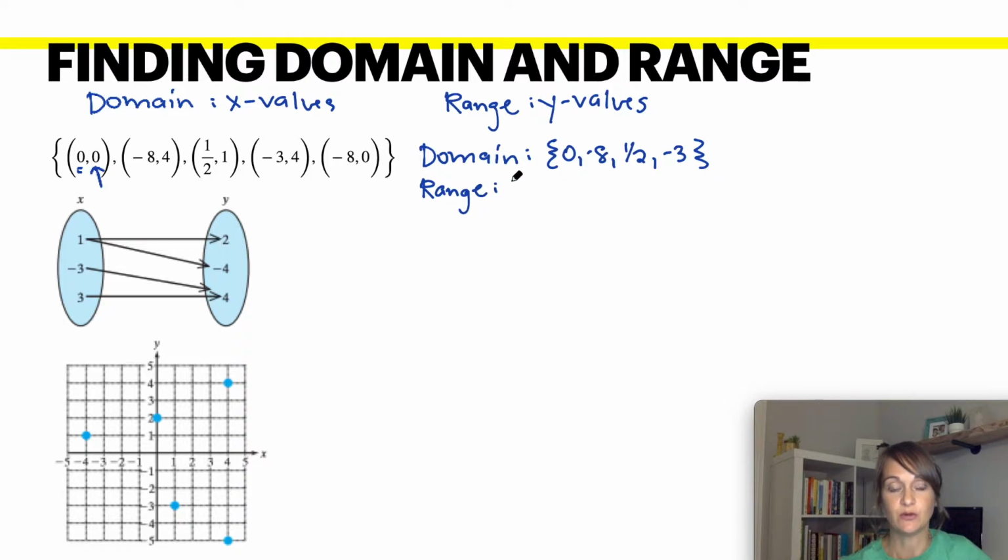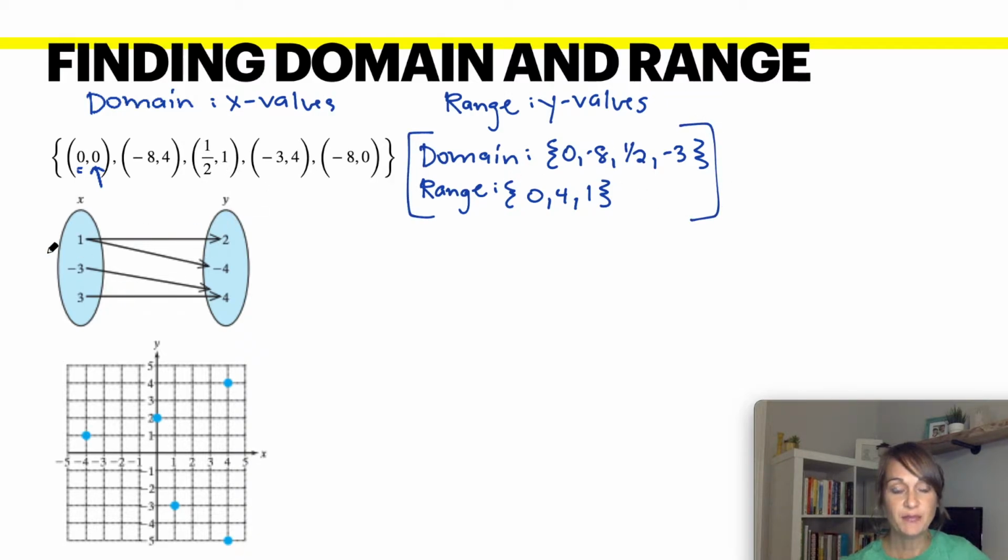So it'd be 0, 4, 1, and we do not have to write 4 again because it's already written, and we also do not have to write 0 again because it is already written. So that would be our answer for the domain and the range of this relation.